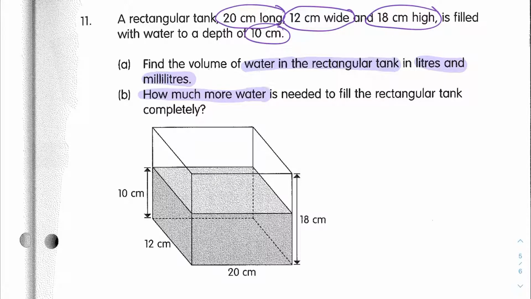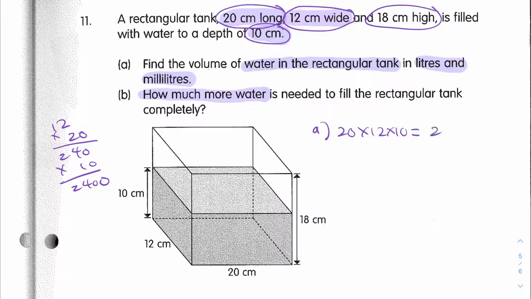So question A, for working side, I want to identify which is A and which is B. So the amount of water in the tank would be 20 cm long by 12 cm wide, 10 cm high. So 20 times 12 times 10. So 20 times 12 would be 240 times 10, so 2,400 cubic centimeters. So 2 liters 400 milliliters. This is how much water is in the tank.